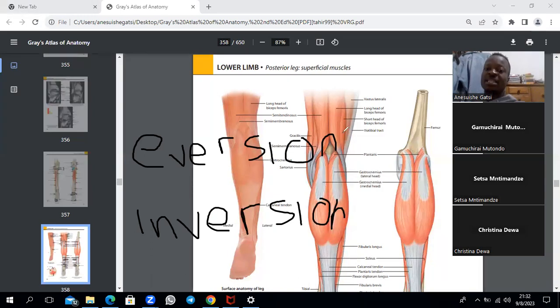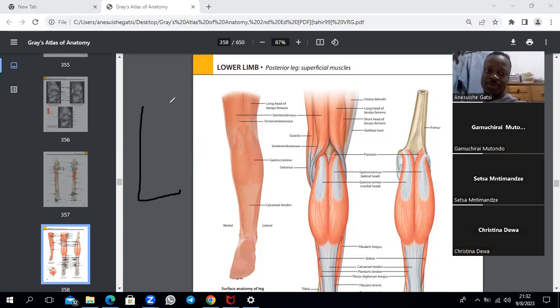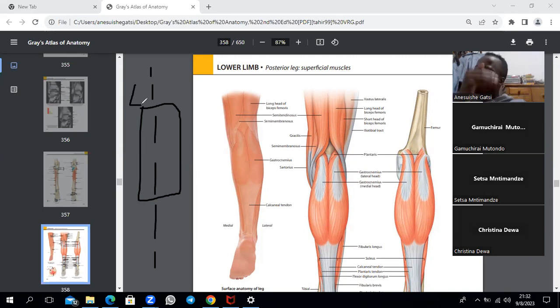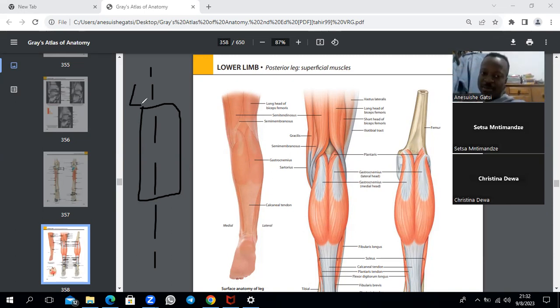So the general rule is if I have a foot, okay, let's say this is my leg. I can divide this leg into 2 equal halves. Don't mind the way I've bisected it. The muscles on the lateral side, whether you are in the anterior leg or posterior leg, any muscle on the lateral side will do the function of eversion. Then any muscle on the medial side, whether you are in the anterior leg or posterior leg, will do a function of inversion.